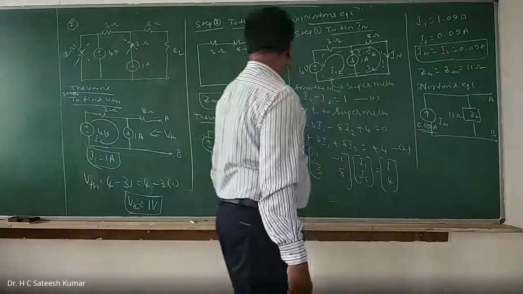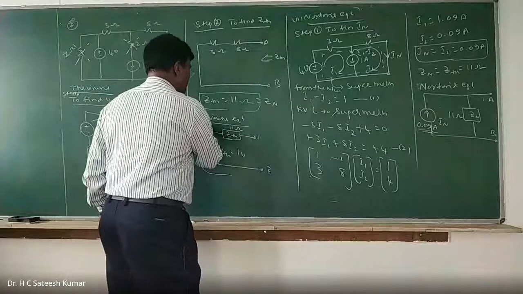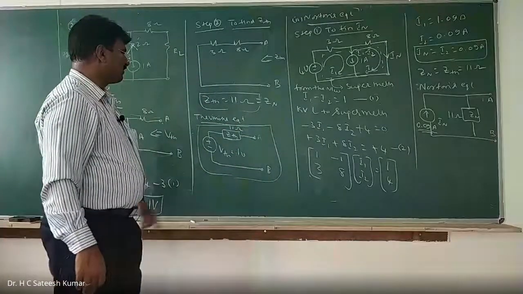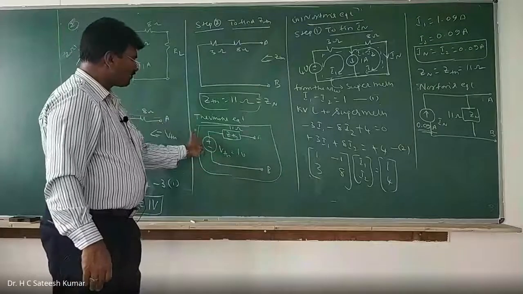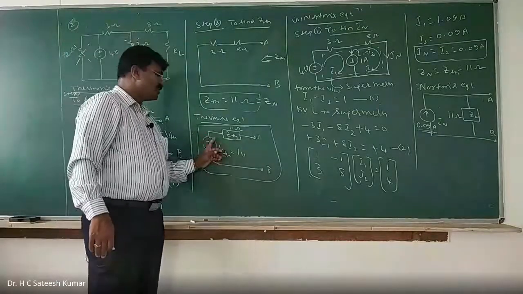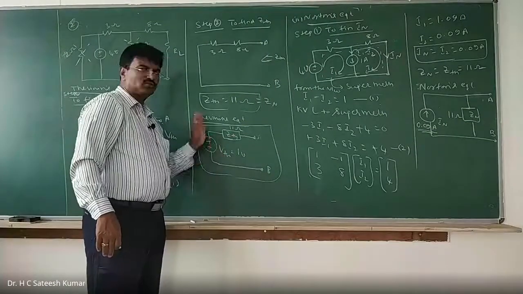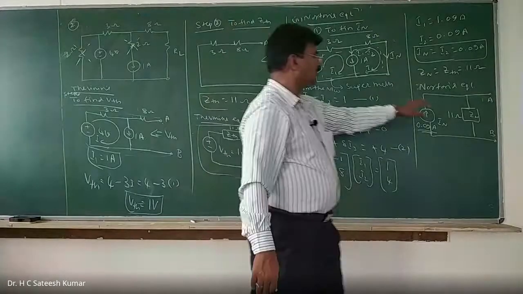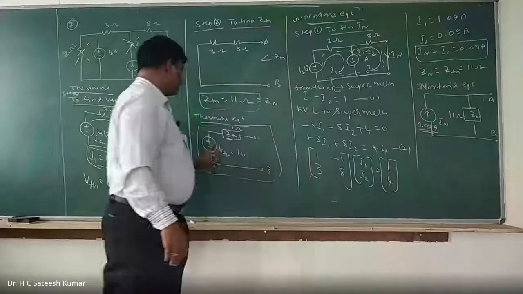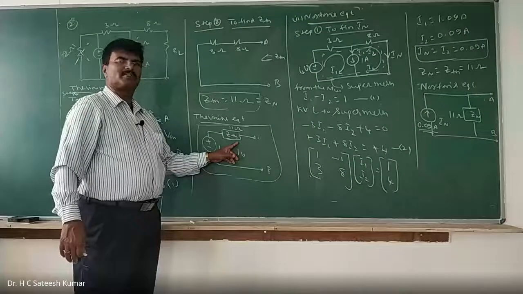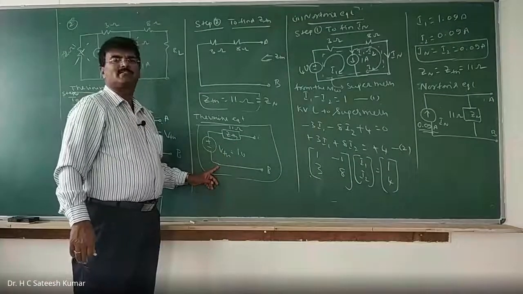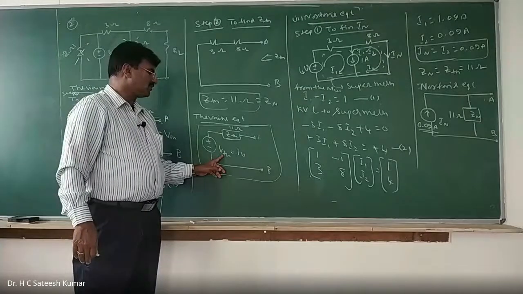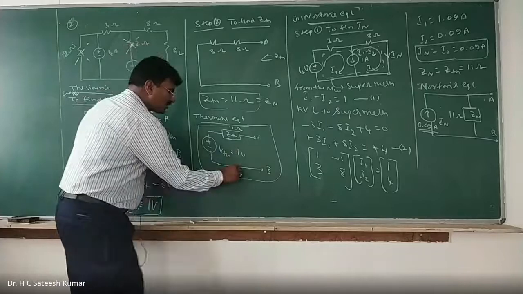Now you see this one: a voltage source in series with an impedance, 1 volt in series with 11 ohms. If you convert the voltage source into a current source in the Thevenin's equivalent, you will get Norton's equivalent. Any voltage source in series with an impedance can be replaced by a current source in parallel with an impedance. You can check it out too.